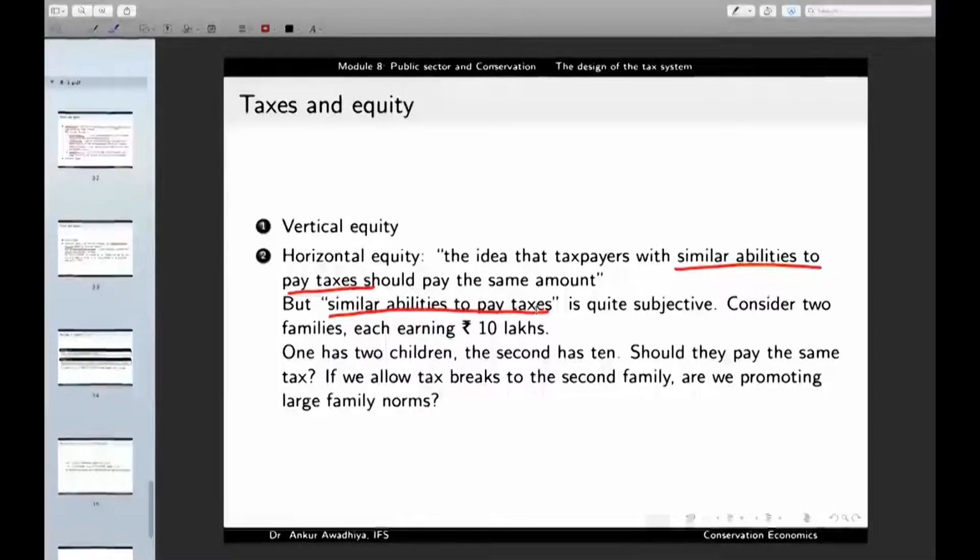Because in the case of a family with just two children, they probably have to spend less. The expenses on food, education and clothing will be lesser because there are only two children. On the other hand, the second family that is having 10 children will have to spend more on education, more on food, more on clothing, more on everything.